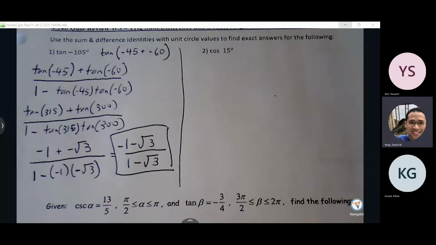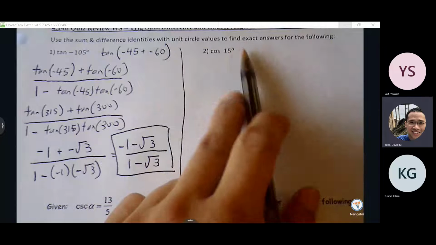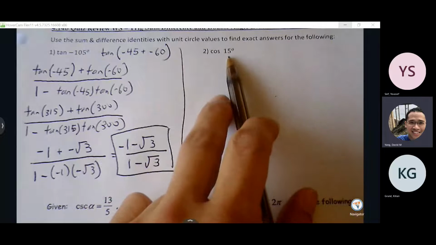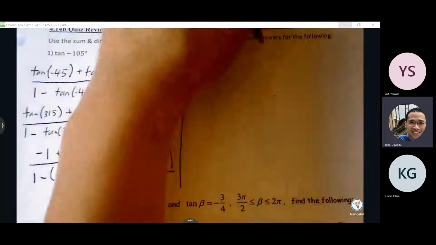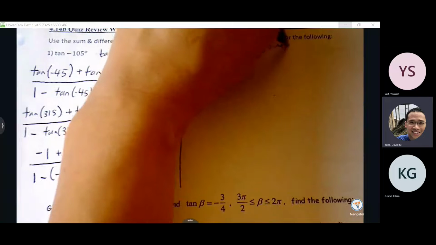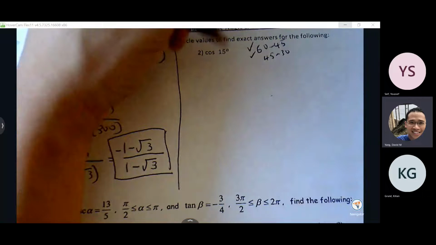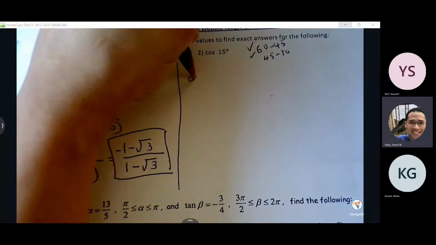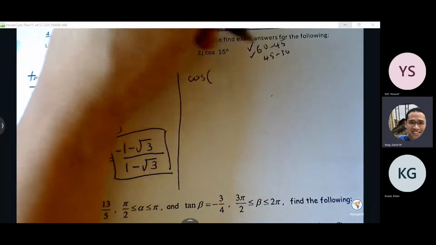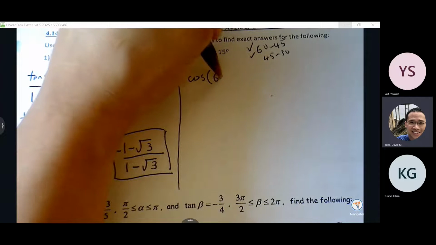Okay, cosine of 15. 15 is not a unit circle value, but I can think of two numbers that can subtract out to be 15. I can do 60 minus 45. I can do 45 minus 30. These all work, and they're all going to get you the same answer. I'm going to just choose 60 and 45, but you can try 45 and 30, and they'll give you the same.